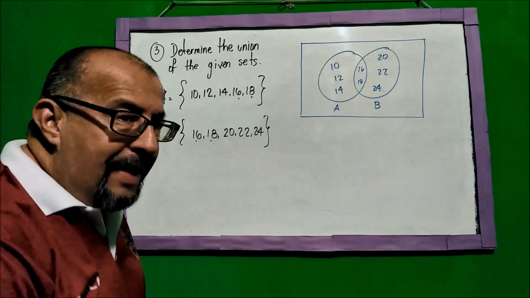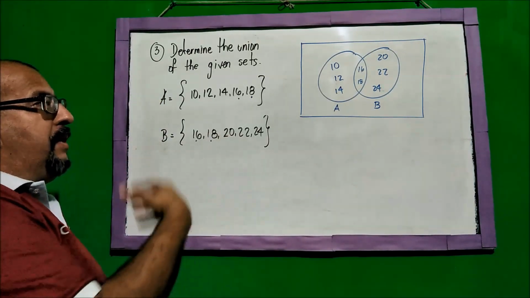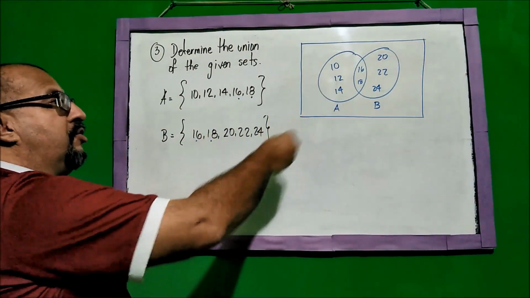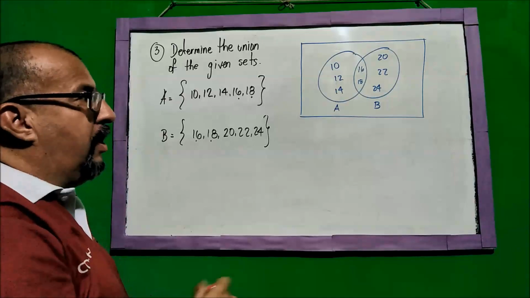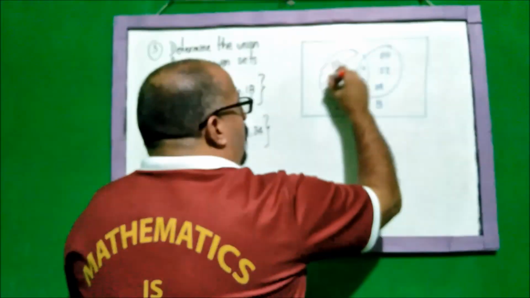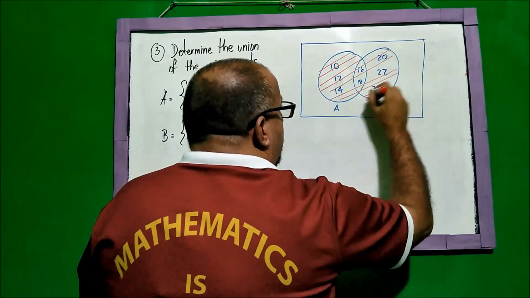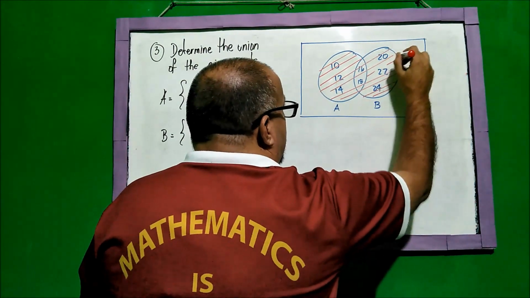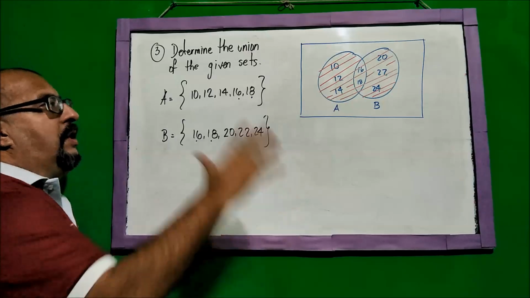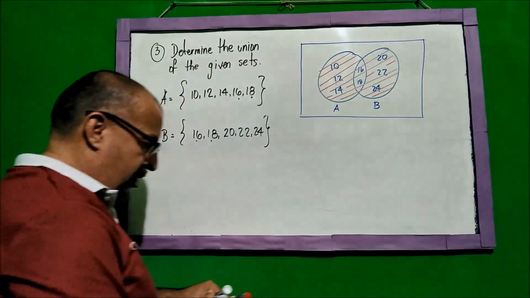But since we're talking about union, the concept of union says all the elements that belong to A, all the elements that belong to B, and if there is an intersection, also all the elements that are part of the intersection. Then the shaded region will be like this. That means all the values that are inside these two sets and their intersection.